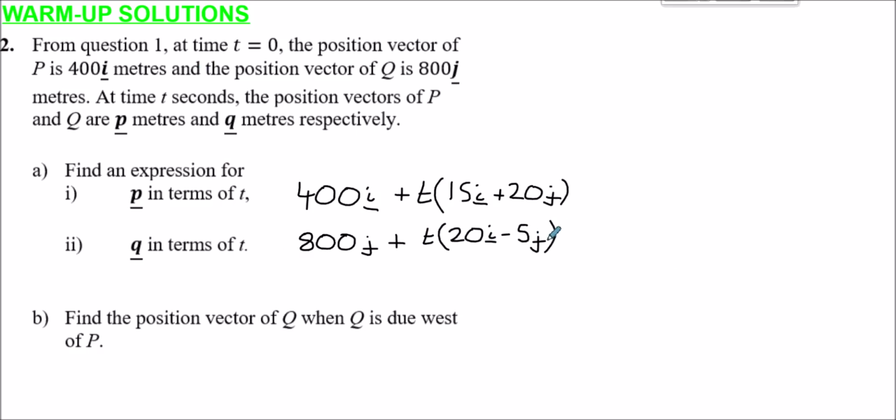And part B, we're asked to find the position vector of Q when Q is due west of P. So the big clue for this question is if Q is due west of P, then they're on the same horizontal line. And so they're in line horizontally. So if Q is due west of P, the implication is that the J components of both P and Q are equal.